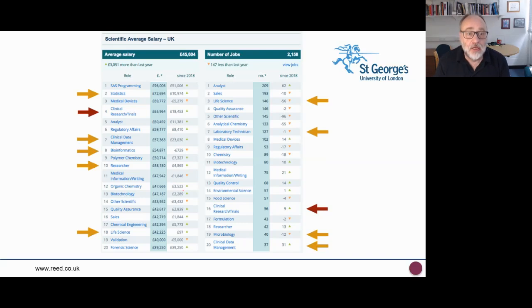In this table, you're looking on the left at average salaries. This table is a few years old. This would have gone up quite a bit by now. But you can see, again, statistics here, clinical trials, clinical data management, and again, bioinformatics is really one of the key skills. It is very much sought after in all areas of biomedical science and translational research these days, life science. Yeah, so these jobs are in demand and they are well paid.